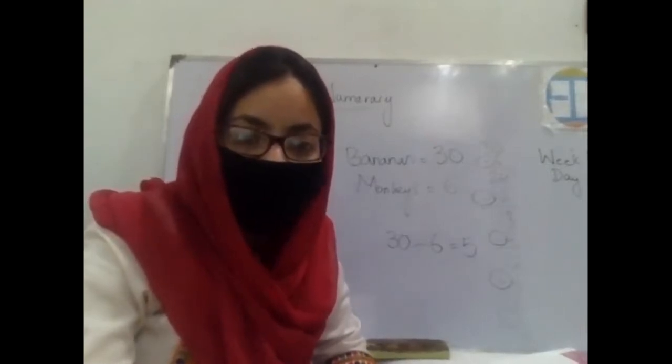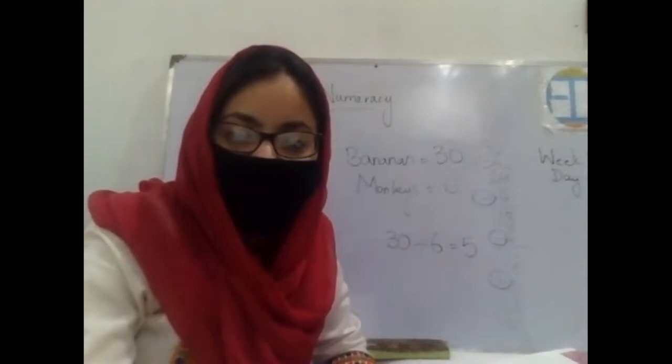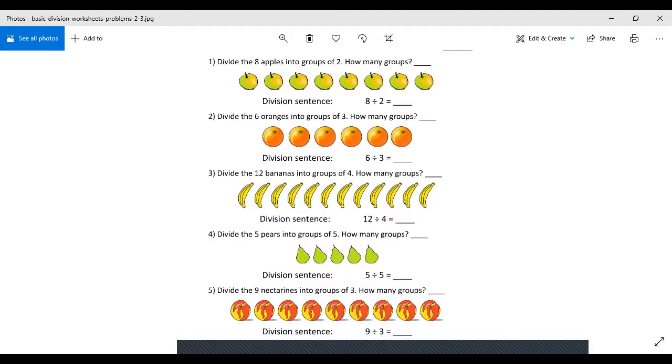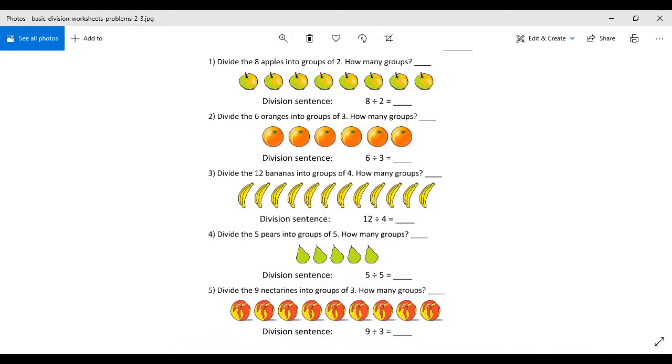There is this activity that we will be doing together, and then we'll end the class. Okay. It says divide 8 apples into groups of 2. So subtract 2 from 8. We'll have 6. Again 2, 4. Again. This means how many groups will we be having? 4. Excellent.